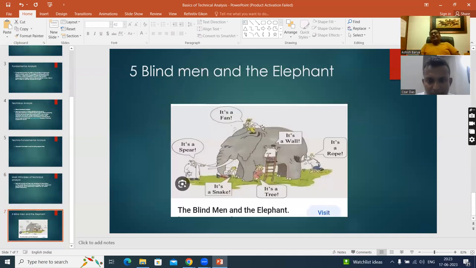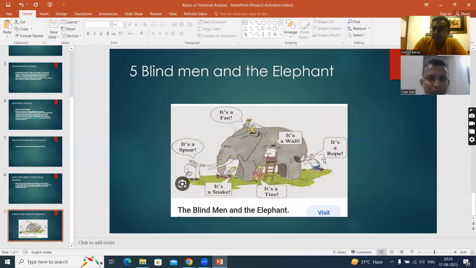Now, before starting the technical analysis part, I used to give an example about the five blind men and the elephant. What is this? In the picture, you see there are five blind people. Someone is touching the tail, someone is touching the ear, someone is touching the leg, someone is touching the trunk, someone is touching the false tooth, someone is touching the belly part. The person who is touching the tail, since he is a blind man, will tell that the elephant is like a rope.